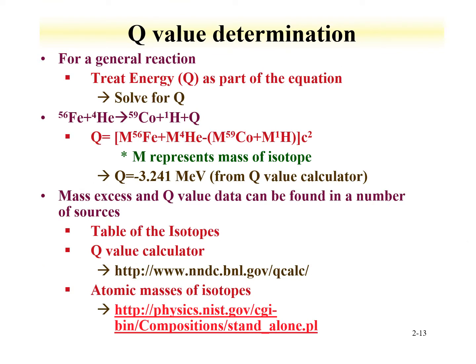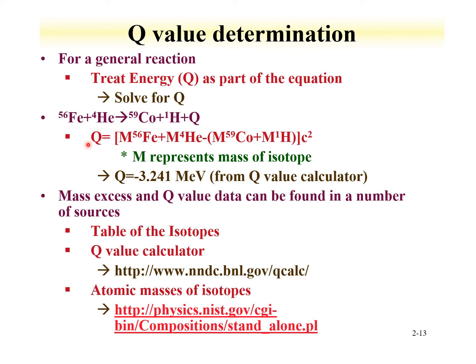Now we showed the Q value for specific reactions. Actually, you can determine the Q value of any reaction. So just treat the Q, the energy, as part of the equation and solve for Q. So for example, imagine this reaction where we have a target of iron and we hit it with helium-4, and cobalt-59 is made along with a proton. What's the energetics of that reaction?